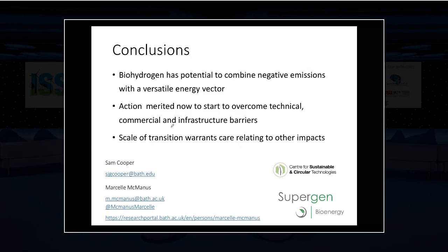So just quickly in conclusions, basically what I've said. Biohydrogen, I think it's a good thing. We're combining negative emissions with a really versatile energy vector. There is a risk of a really big chicken and egg problem. Here we need to be looking at technical, commercial and infrastructure barriers, of course. But the broader point is that by starting to overcome them now, we can rapidly make this into something really attractive, both environmentally and economically. And this last point, the potential scale of transition here is massive, so there are a bunch of other impacts, and we do need to be careful in looking at those. Thank you.